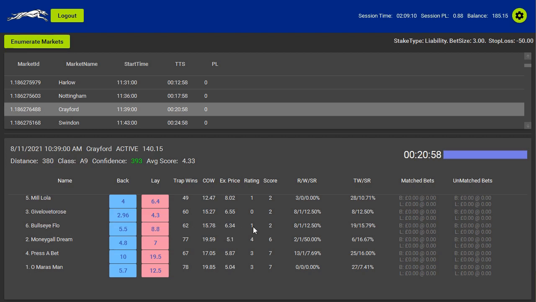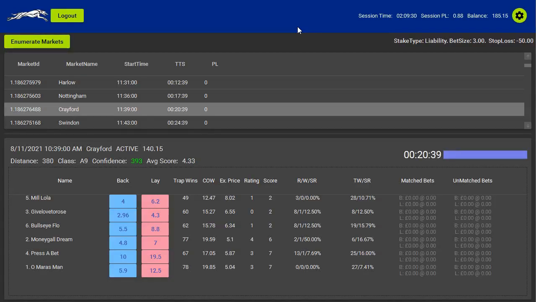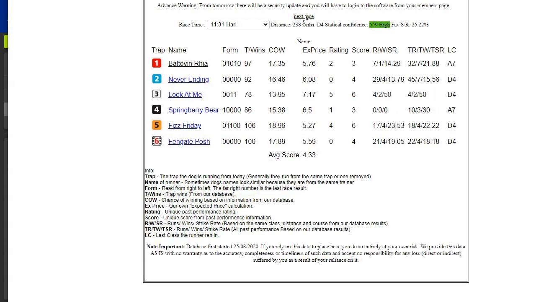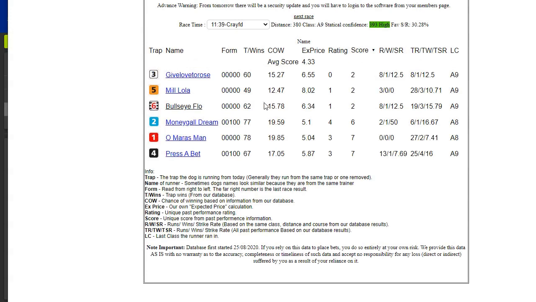So this one is the lowest rating, and this one is the lowest cow. So if we have a look at the actual card, what race is this? Sorry, it's the 11:39. So if we go to 11:39 and go by score, they're all 3A39. So this becomes a little bit difficult.